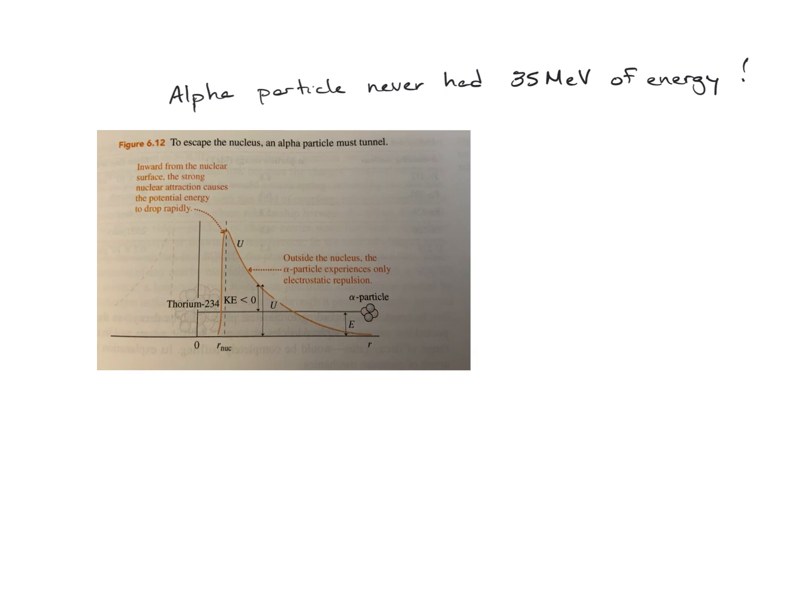And that alpha particle is going to tunnel out through the barrier. Outside the nucleus, the alpha particle experiences only electrostatic repulsion, and so that's where we cause the potential energy to rapidly drop as the strong nuclear attraction rapidly drops off with distance. So when we talk about radioactive decay rates or alpha particle decay rates, what we really might talk about are transmission rates of alpha particles being able to transmit through this barrier. So that's how we're going to look at these.